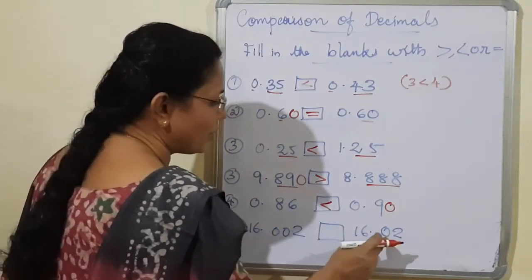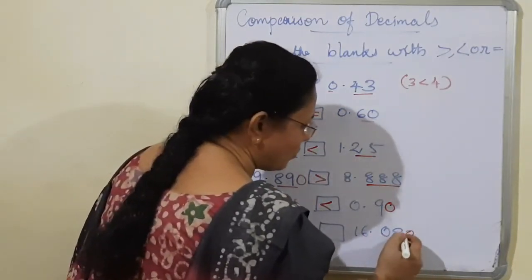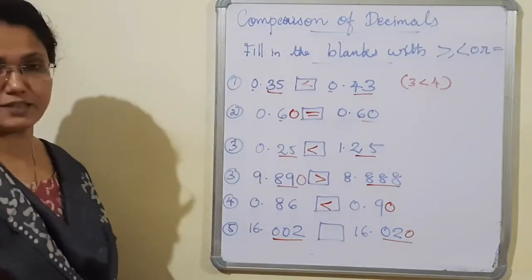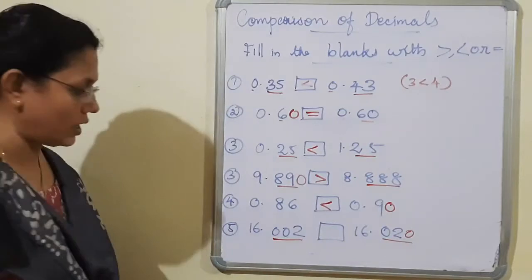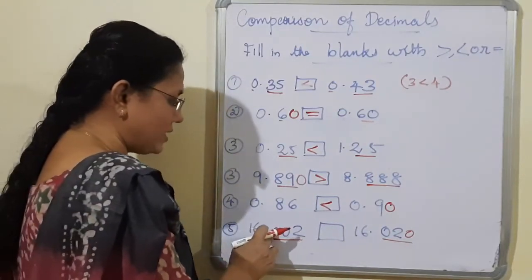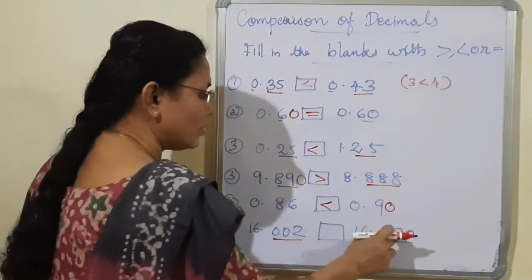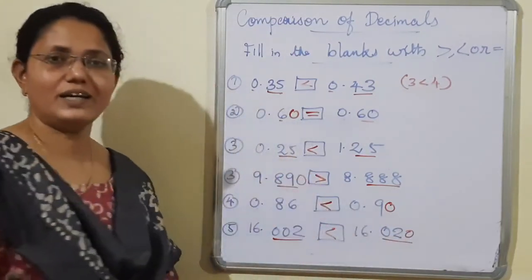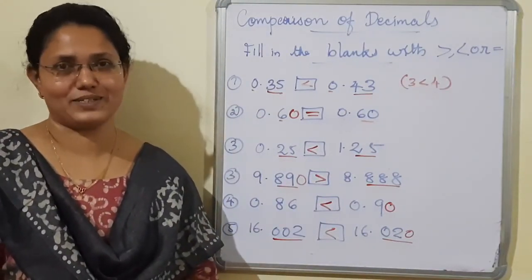16.002 and 16.02. Here 3 decimal places, here 2 only, put 1 more. Now both the decimal numbers have 3 decimal places. Now compare its whole number 16, 16, both are equal. Compare its 10th place 0, 0, both are equal. Next compare its 100th 0 and 2. 0 is smaller than 2. Okay. I think all of you could understand how to compare decimal numbers.